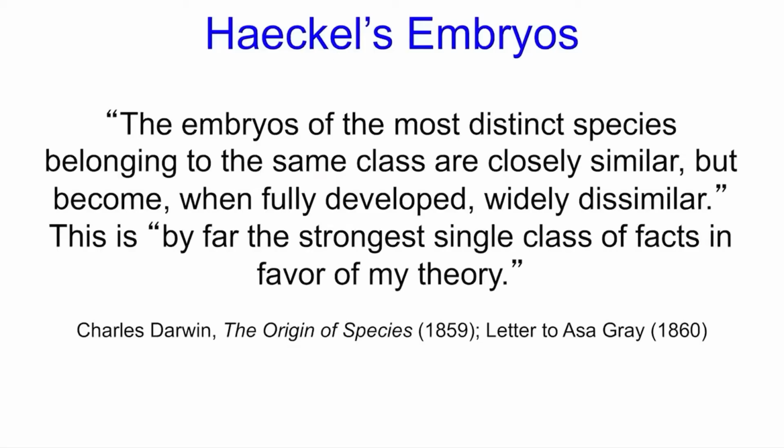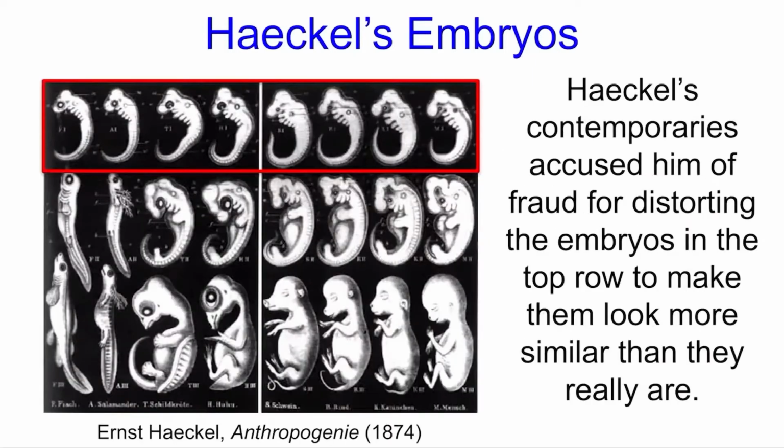Haeckel's Embryos, which John West mentioned. For Darwin, this was by far the strongest single class of facts in favor of his theory, that the embryos of the most distinct species, in his case he was thinking of vertebrate embryos, embryos of animals with backbones, are closely similar but become, when fully developed, widely dissimilar. And in later editions, Darwin referred to these drawings made by his German contemporary Ernst Haeckel.